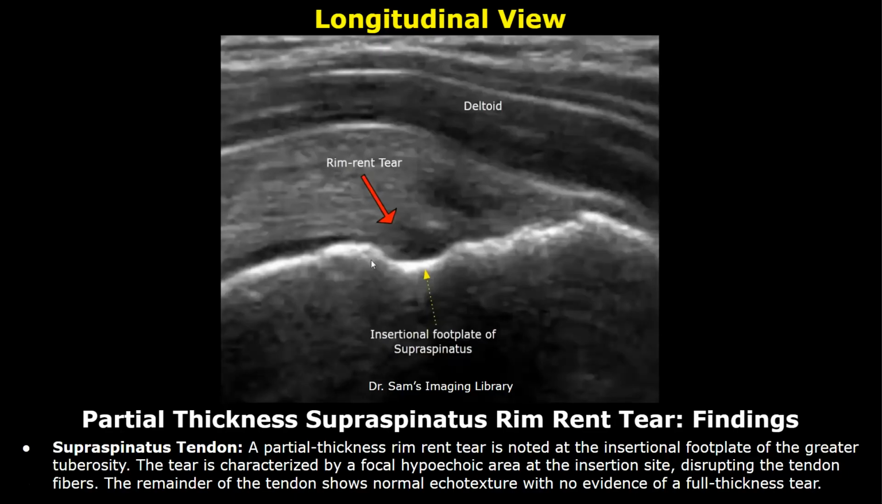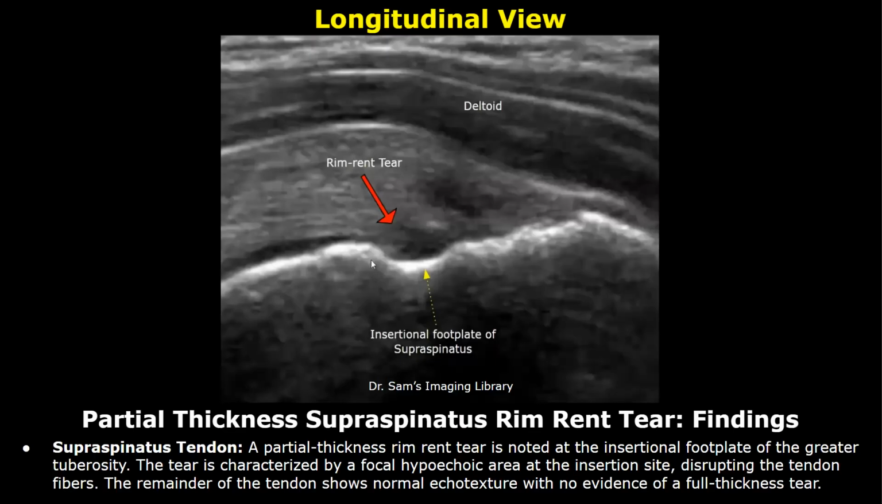This report is of a partial thickness supraspinatus rim rent tear. These are the findings. A partial thickness rim rent tear is noted at the insertional footplate of the greater tuberosity. The tear is characterized by a focal hypoechoic area at the insertion site, disrupting the tendon fibers.